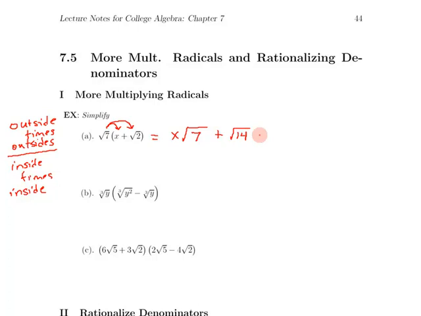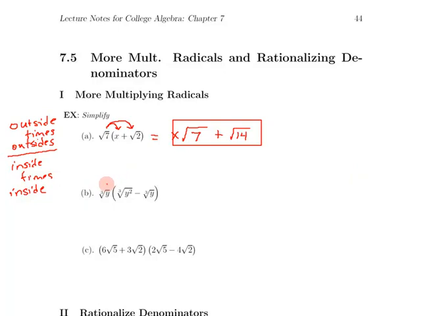At this point you also want to check if you can simplify any of those radicals that are remaining. In this case, neither the square root of 7 nor the square root of 14 have any perfect squares that you can pull out, so that is completely simplified. So there's your final answer. Look at the next problem.